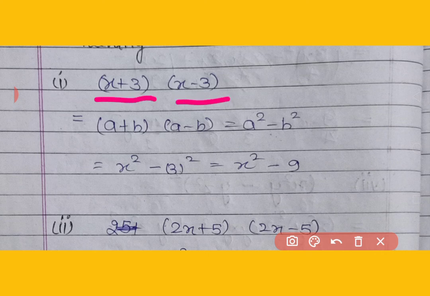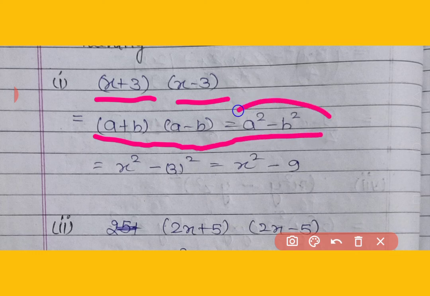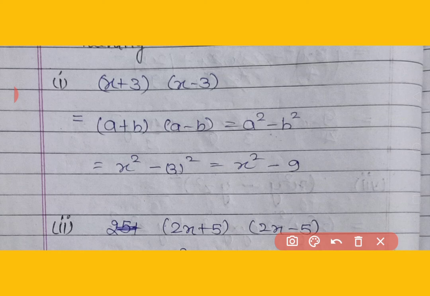So as we have studied a formula, if the same type of numbers are given like this, a plus b in the first bracket and a minus b in the second bracket, it can be written in the form of a square minus b square. In the same way, a is determined as x and b is determined as 3. So it became a plus b and a minus b.